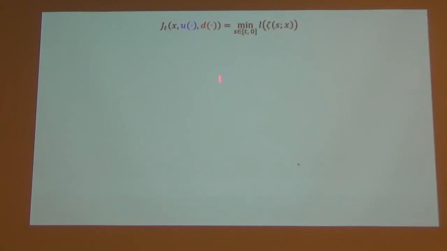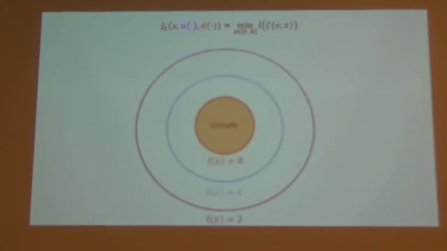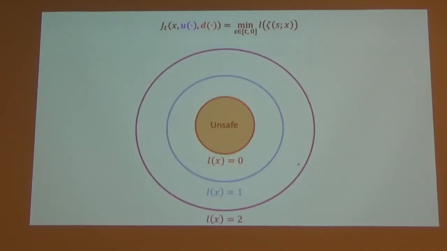So if you recall, this is the cost function I defined. And let's see why this cost function works. To visualize this, let's consider three different levels of that function L that I'm defining over here. And before we start this analysis, just a reminder that zeta here is the trajectory of the system at time s, starting from the state x. Okay, so going back to L, recall that the target set is given by the sub-zero level set of L. So this is my unsafe set here.